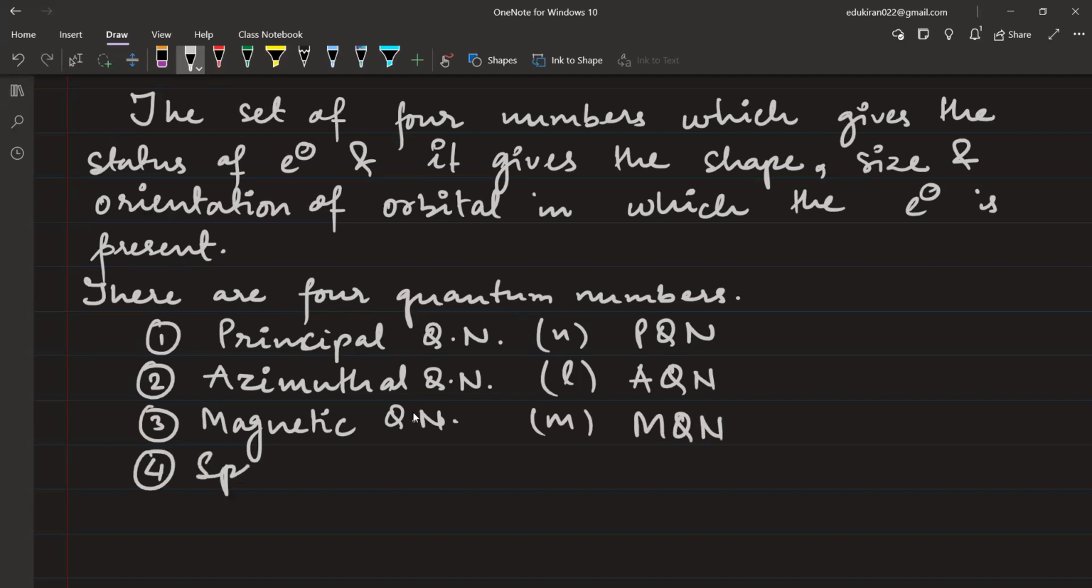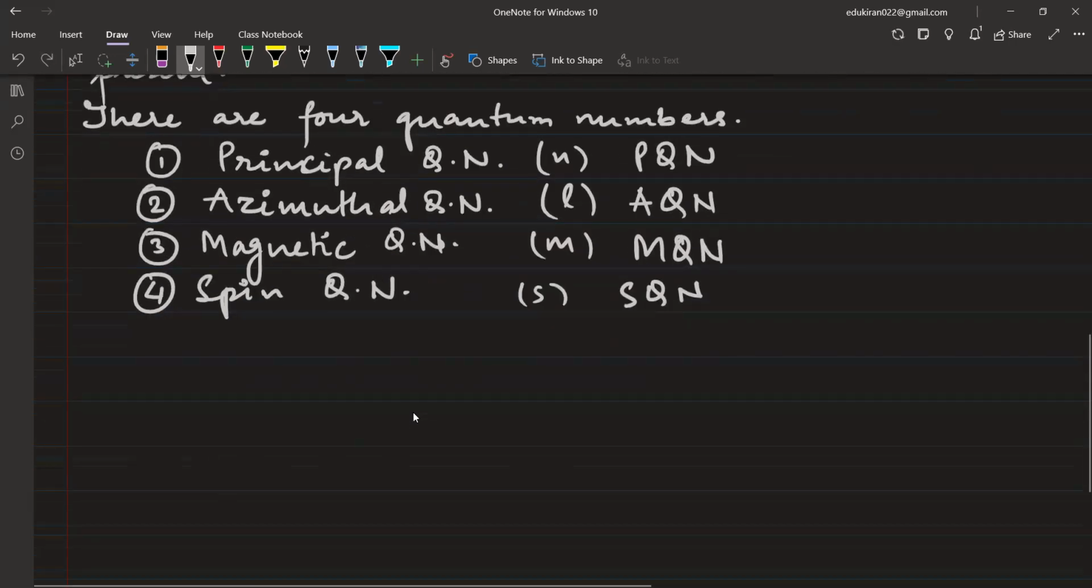Then we have at last the spin quantum number, and we denote it by S, and sometimes I will refer to this as SQN. So each of the 4 quantum numbers represents something, and overall, when I have all the 4 quantum numbers, it tells me about the address of the electron.